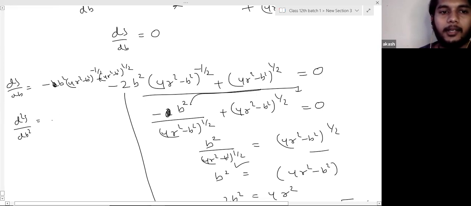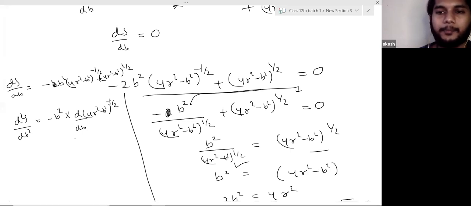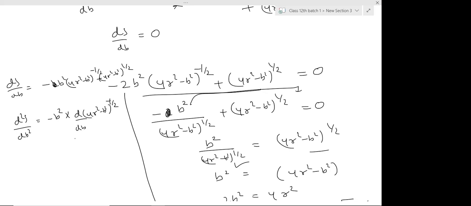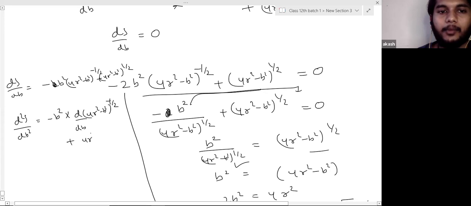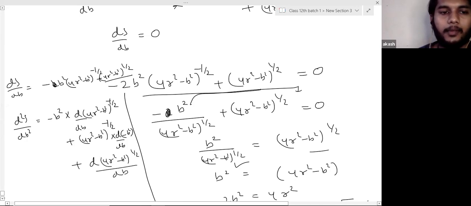So differentiating this again, we have to write this into differentiation of (4r square minus b square) to the power minus half. Should I write in the new page, or is this readable, everyone? Readable, sir. Because it is going to be lengthy. Plus (4r square minus b square) to the power minus half into differentiation of minus b. This is differentiation of the first part. Now differentiation of this also, (4r square minus b square) to the power half. All right.